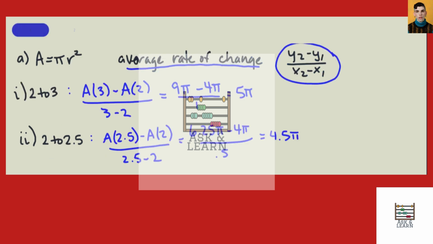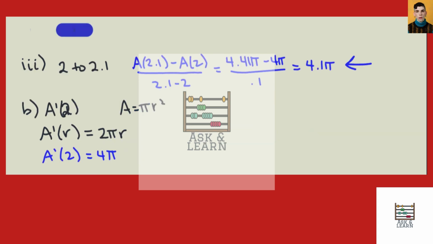Notice that our previous answers were getting closer and closer to 4 pi, the smaller our interval got. We had 5 pi, we had 4.5 pi, and we had 4.1 pi. And if our interval had gotten even smaller, we would have been even closer to 4 pi.